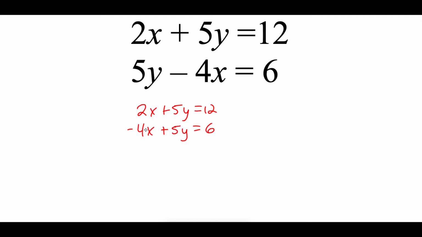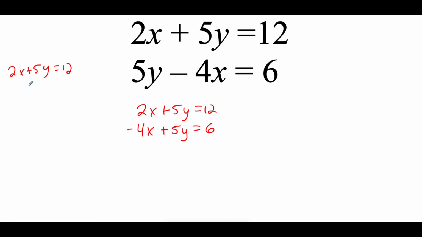Now notice we want opposite numbers in front of one of the variables. We don't have opposite numbers in front of the x's. We have the same number in front of the y's, so this is a case where I'm going to change all of the signs in front of one of these equations. And again, I'm going to leave that top equation the same. I'm going to leave that one as 2x plus 5y equals 12, but I'm going to change all of the signs in front of the numbers on that second equation.